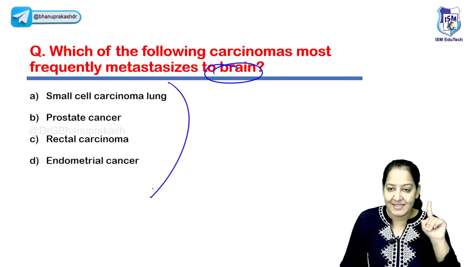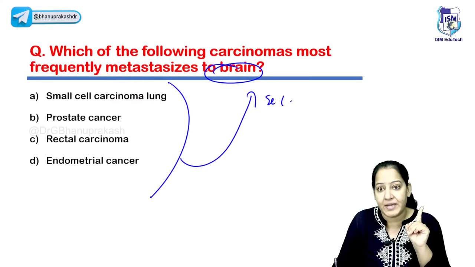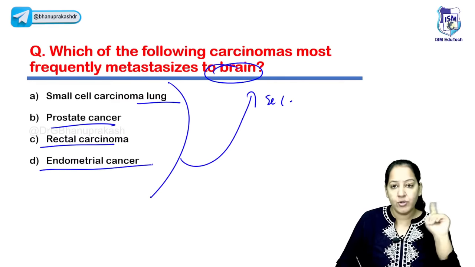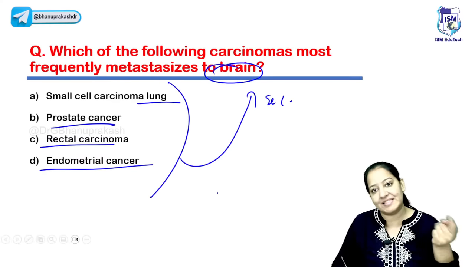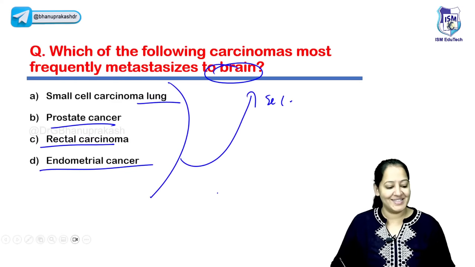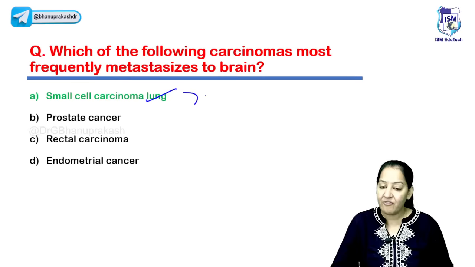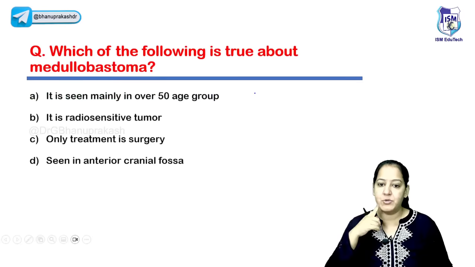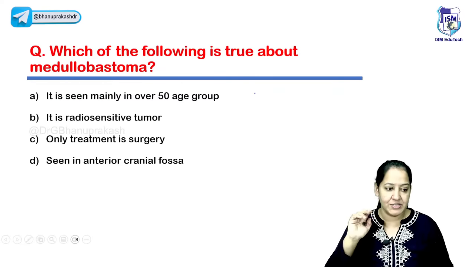The next question: which of the following carcinomas most frequently metastasizes to brain? Tell me the name of the cancer which metastasizes to brain as a secondary. Is it carcinoma of the lung, prostate, rectum or endometrium? I told you in the brain the secondaries are more common as compared to primaries. The secondaries are the metastatic tumors in the brain. The correct answer is lung cancer, followed by breast. So lung cancer and breast cancer most commonly metastasize to the brain. Got my point?